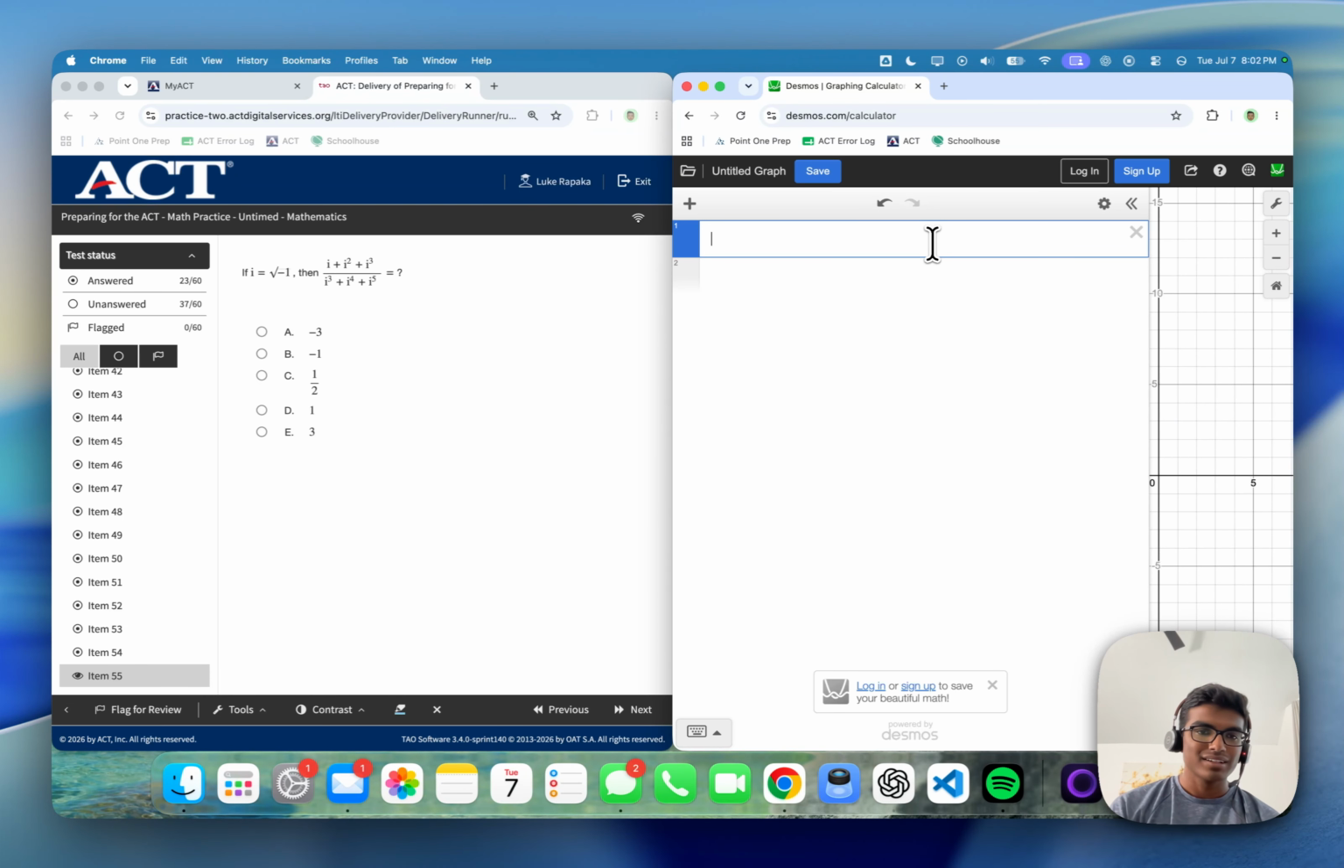Imaginary numbers. Okay, let's go. I think we just have to break this apart. So i squared, that's the same thing as -1. i cubed, that's -1 times i, negative i. Okay, that's the numerator. i cubed, oh, we just did that, so that's negative i.